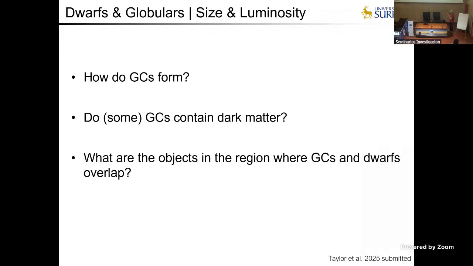What are the objects in the overlap region where GCs and dwarfs cohabit the size-luminosity plane, and can I tell the difference between them? And those are the three main things I want to try and address today. Now, ultimately, these questions will probably be answered with data. Data is king. But I'm a theorist, so I want to try and get some insight from the theory side that we can then apply to the data to make progress, okay?